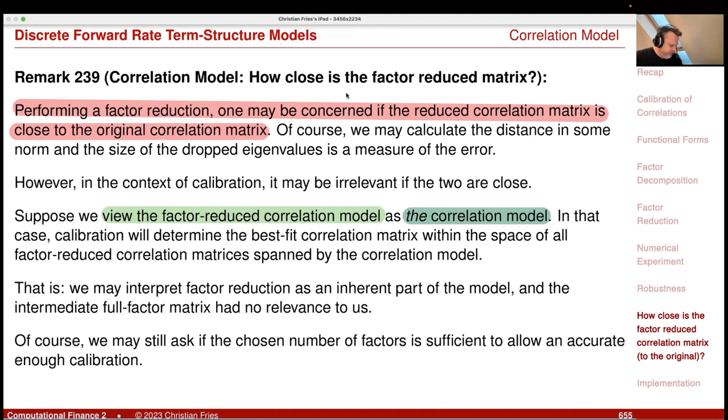So if we interpret the factor reduction as an inherent part of the model, then this question, how close is the factor reduced matrix to the original one, is maybe not relevant. Yeah, but the remark: you have to ask if you have enough factors to accurately represent the movements that are suitable for your problem.